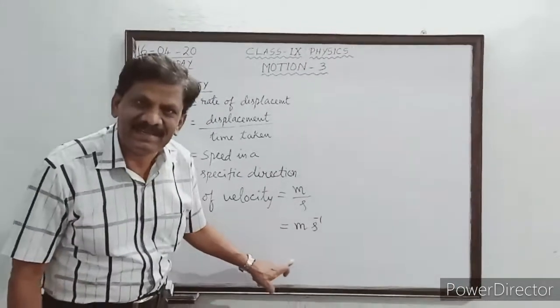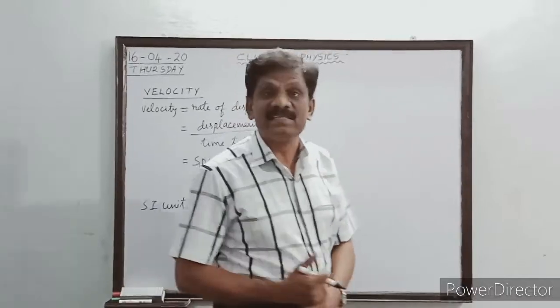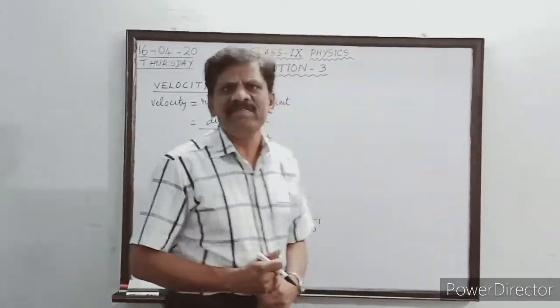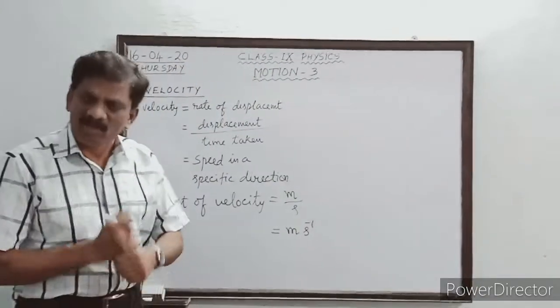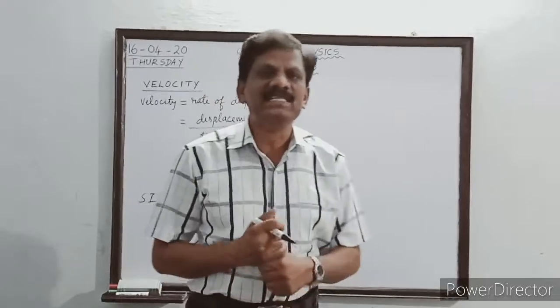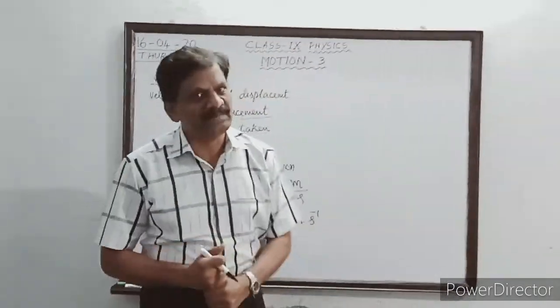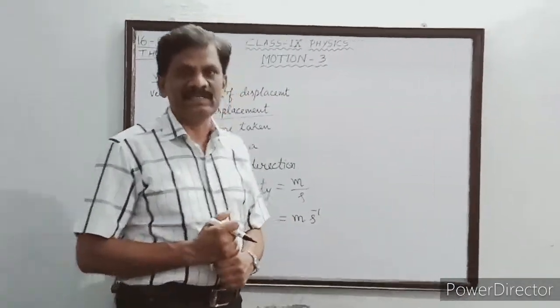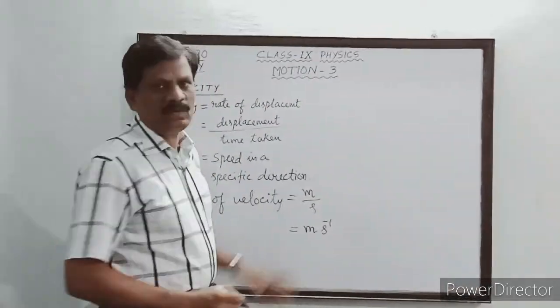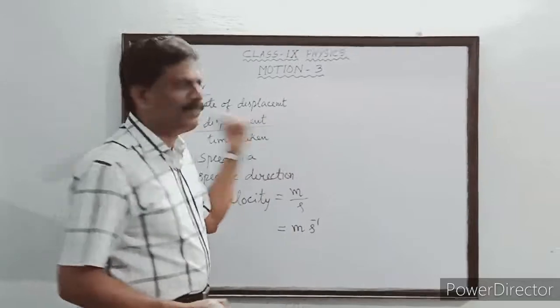You don't understand? So, how do you define velocity of a body? It is defined as the rate of displacement of your body, which means velocity is equal to displacement divided by time taken, and its SI unit is meters per second. Okay, now let us take an example.